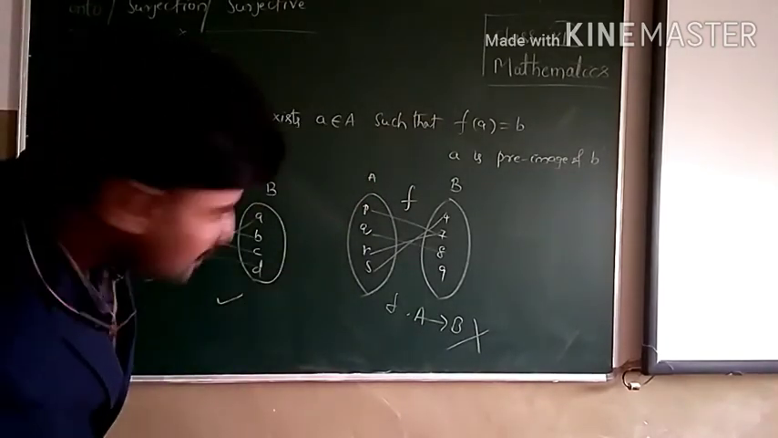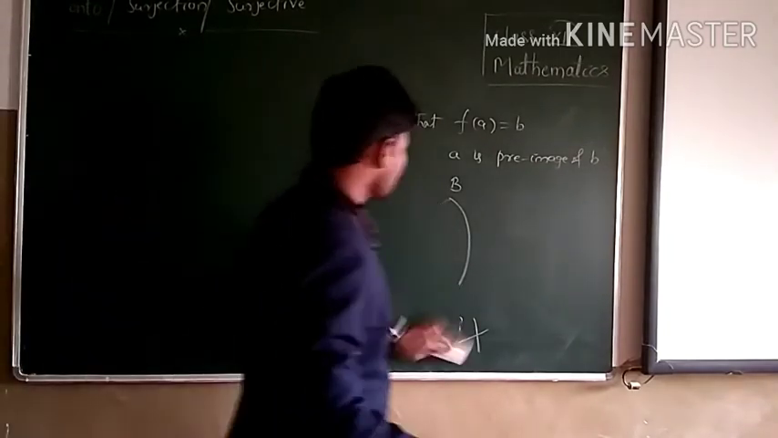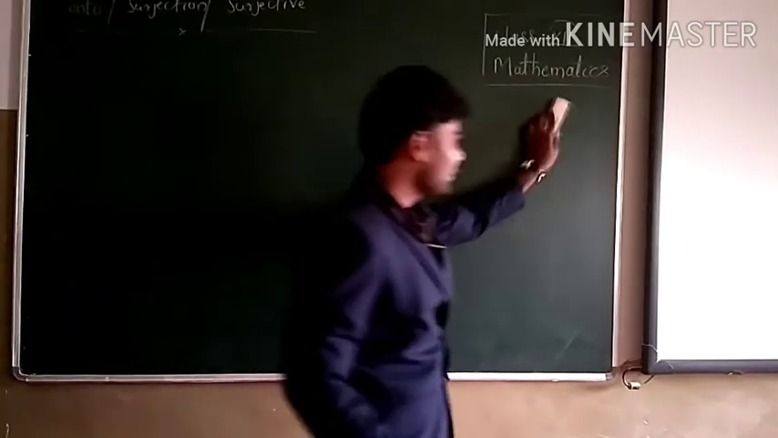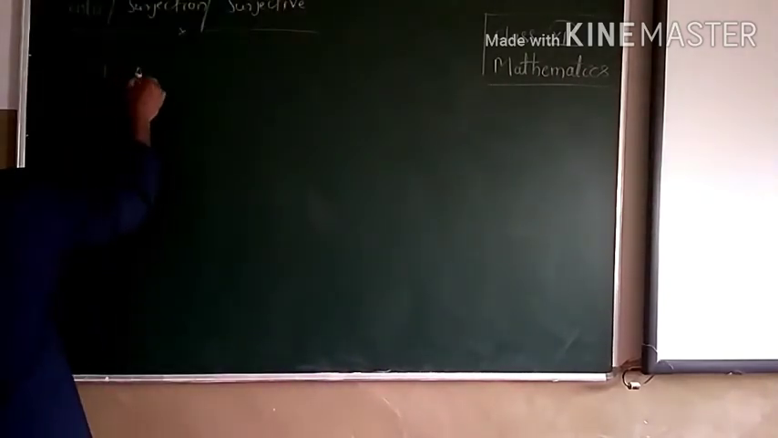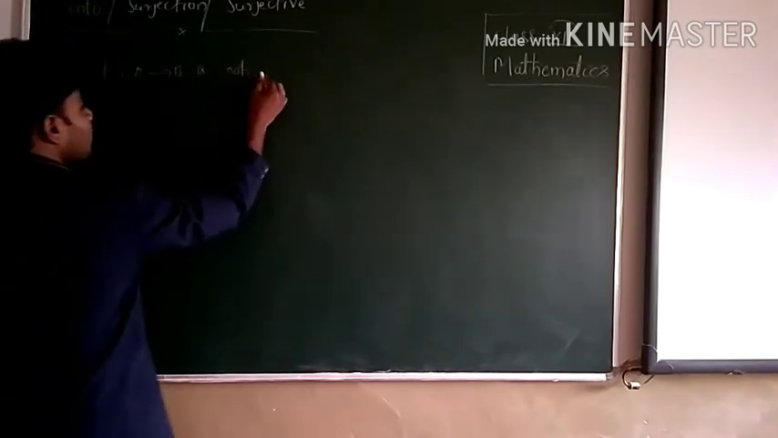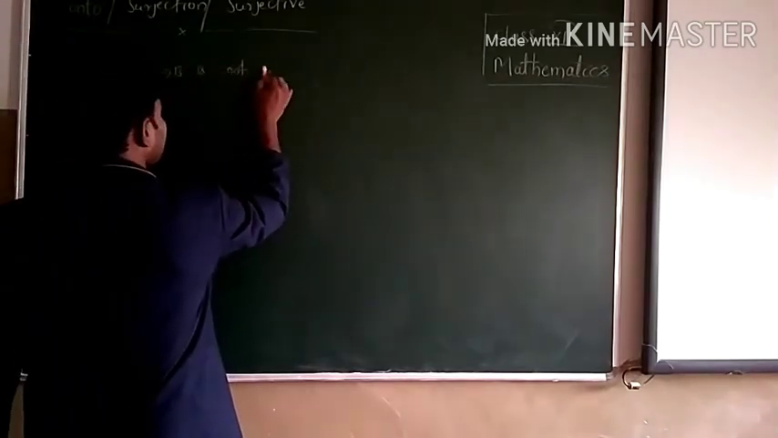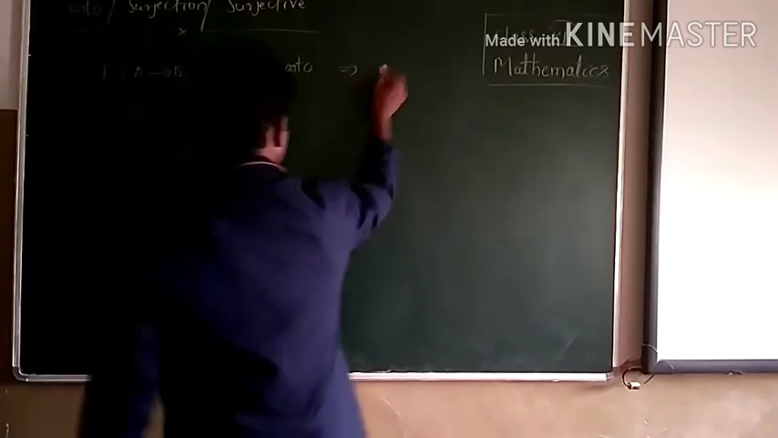Right? Now let's see some important points relating to onto function. If f: A to B is not an onto function, then we call it an into function.